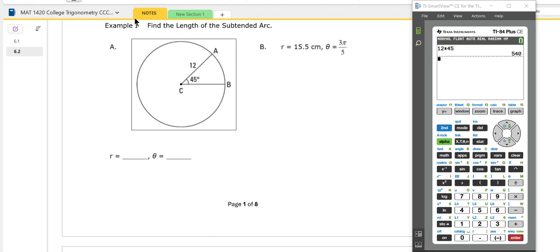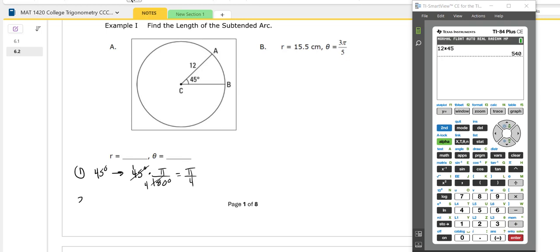So here's how you're going to start the problem. The first step is you've got to change the 45 degrees to radians. What we learned in a previous section is you multiply the degrees by pi over 180. You can simplify that fraction. Both of these numbers divide by 45, so you would have 1/4. So you just get pi over 4.